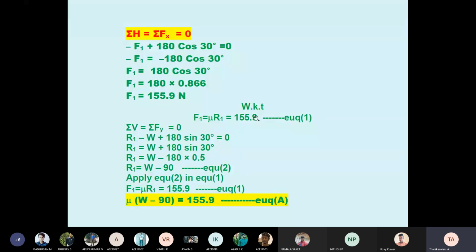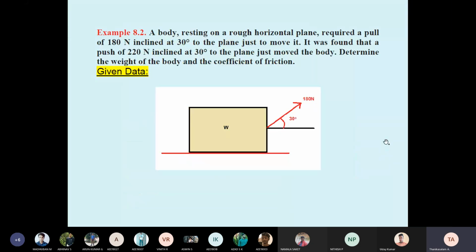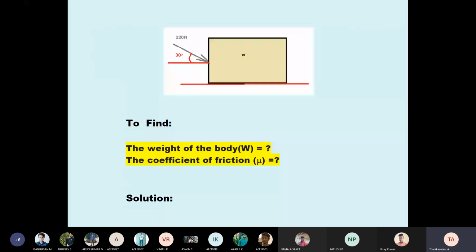So already we have equation 1. See here, equation 1, F1 equal to mu into R1. So R1 replaced with W minus 90: mu into (W minus 90) equal to 155.9. This is equation A. Equation A is case 1. One body is there. First they pulled, pulling. Now come to pushing, the same body. It's case 2.